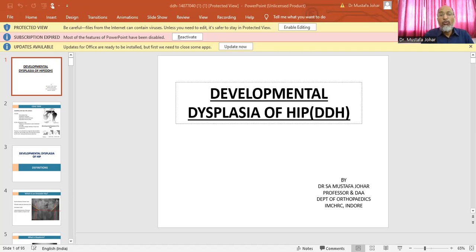The left hip is more commonly involved than the bilateral, and the right is less involved in that case. So this is the rate of incidence: left more than bilateral, and the rarest is the right hip. Then with breech delivery, the frank breech, the incidence rate is very high, and one-fifth of all DDH is because of the breech presentation, and that is what we call the foot first.